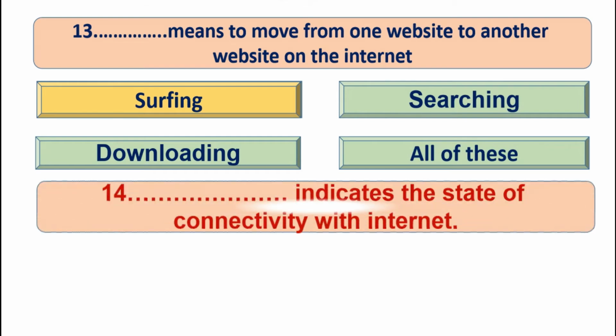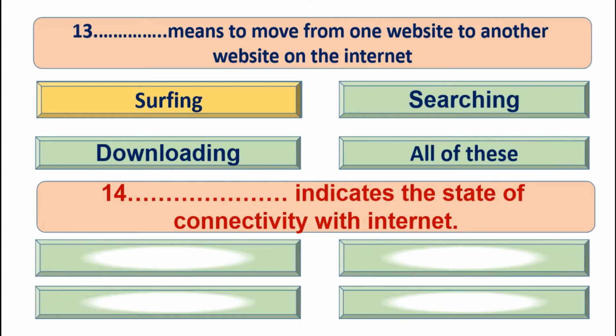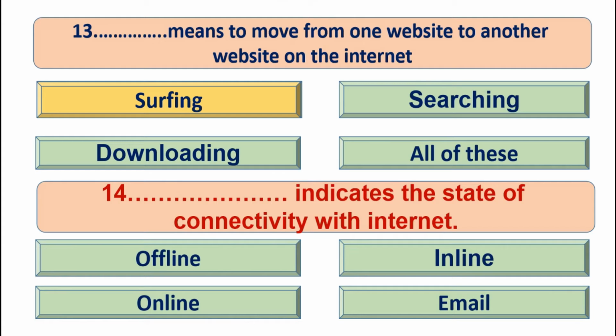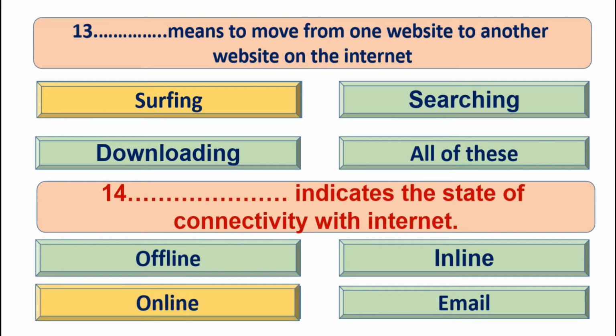Dash indicates the state of connectivity with the internet. Options are offline, inline, online, email. So, online indicates the state of connectivity with the internet. Means online means that we are connected with the internet.